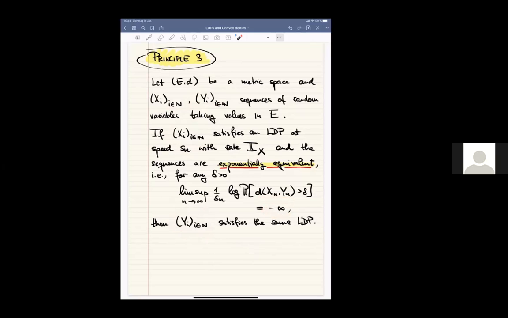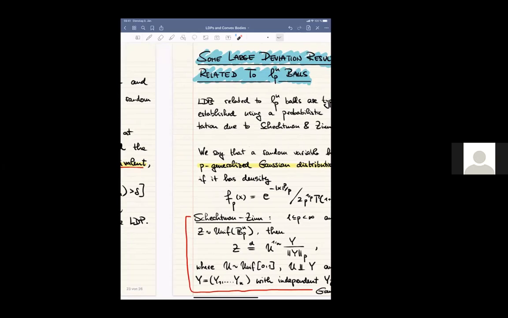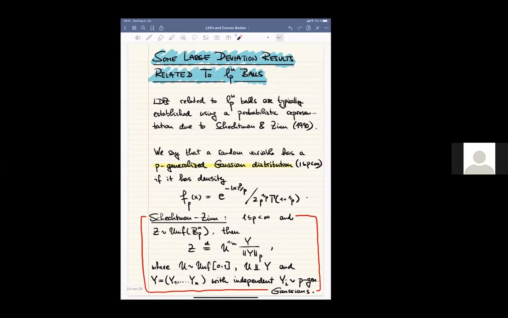So these are three principles, and now I want to talk about some large deviation results related to LPN balls. As I said, this is a rather elementary example that I chose, but you will see essentially all the results that I've presented in action now.